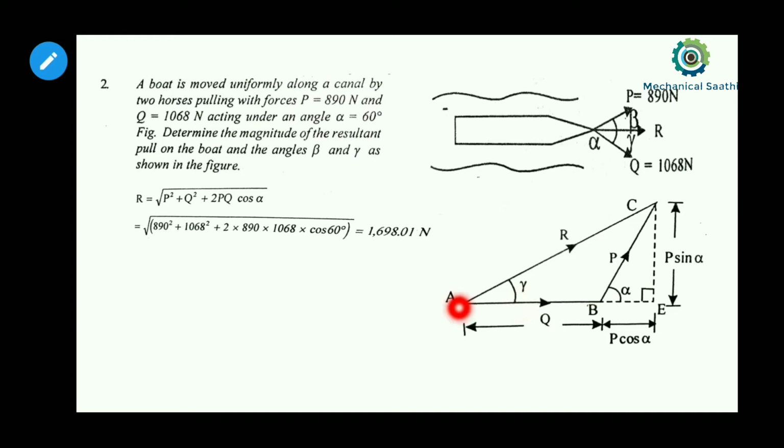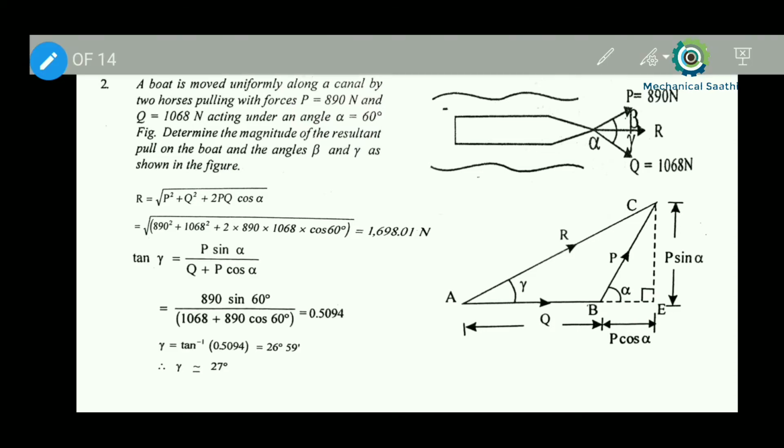Divided by AE, which is AB plus BE. AB is Q and BE is P cos alpha. So AE we can replace by Q plus P cos alpha. So we can write tan gamma as P sine alpha divided by Q plus P cos alpha. So let us write it here.